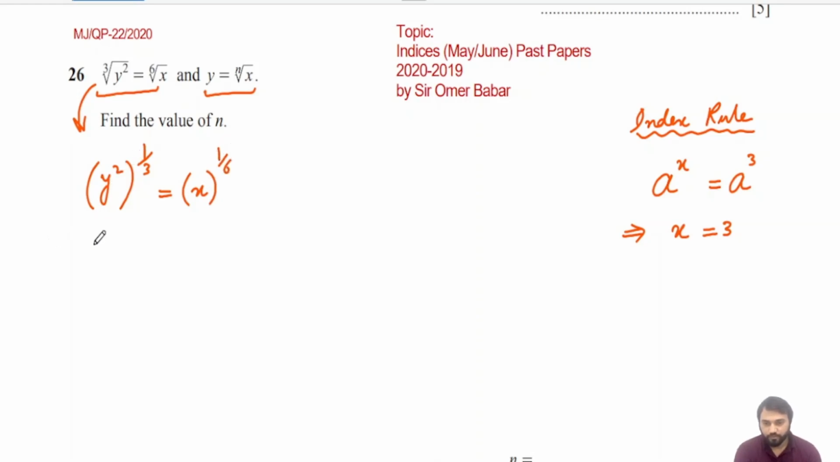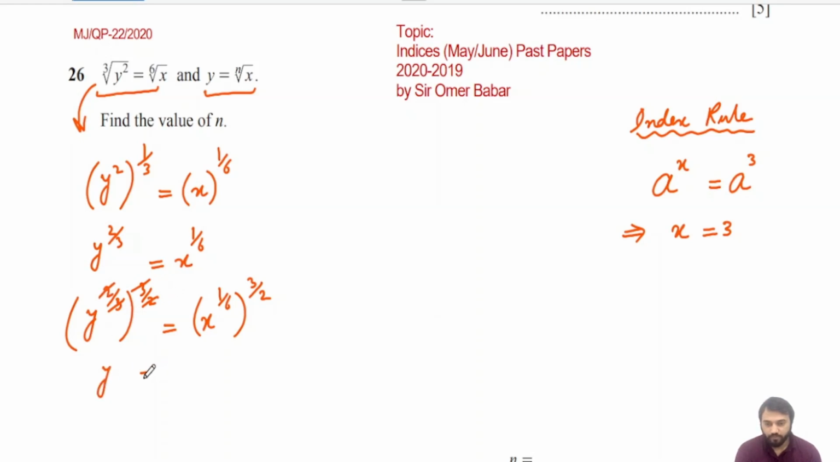Now power of power we multiply. We have y raised to power 2 into 1 over 3, that would be 2 over 3, and x raised to power 1 over 6. Now we want to get rid of this power, that is 2 over 3. So we are going to take the opposite of this power, that is 3 over 2 on both sides. X raised to power 1 over 6 whole power 3 over 2. Now we can cancel them, 3 and 2 one time, 2 1 time. We will have y is equal to x raised to power 1 over 6 into 3 over 2.